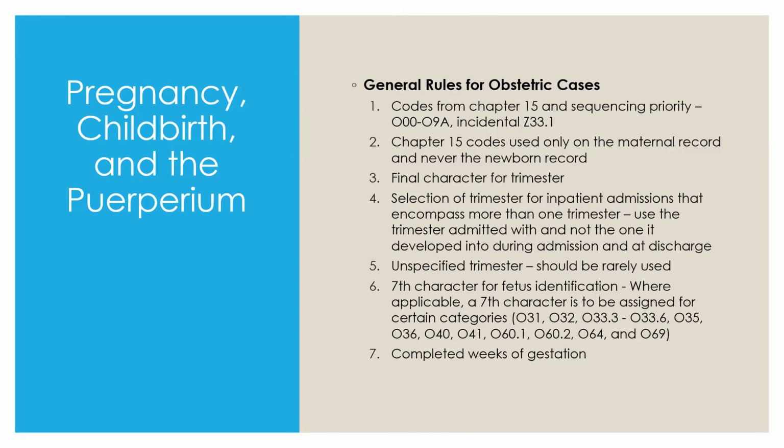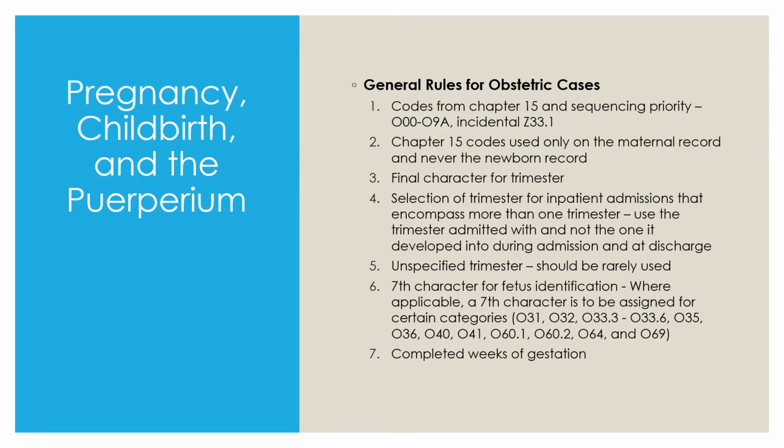First up, we have the general rules for obstetric cases. Number 1, codes from chapter 15 and sequencing priority. Obstetric cases require codes from chapter 15. Codes range O00 through O9A, pregnancy, childbirth, and the puerperium. Chapter 15 codes have sequencing priority over codes from other chapters.